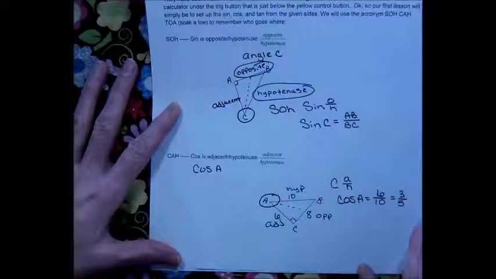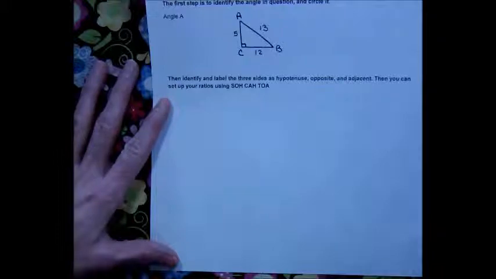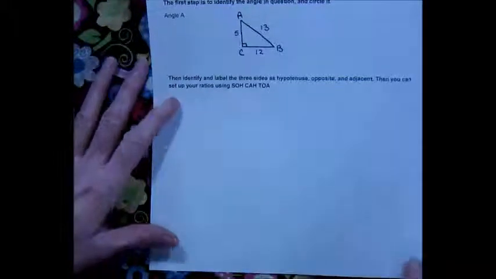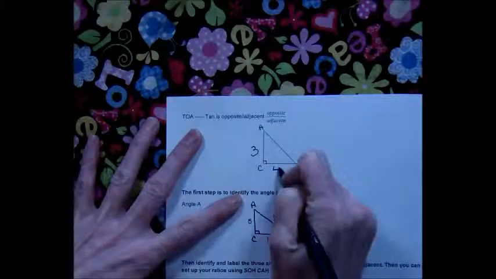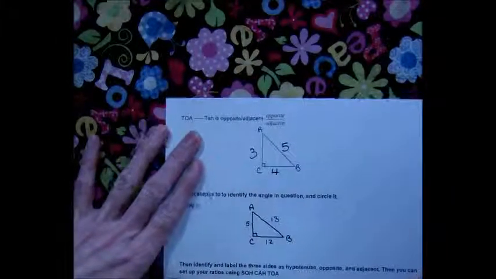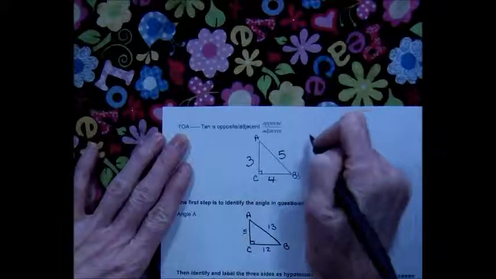Okay, next let's look at tangent, which is TOA in the SOH CAH TOA. And tangent is going to be opposite over adjacent, TOA, tangent opposite over adjacent. All right. So let me label the side lengths. We'll just make it a 3, 4, 5 right triangle, make it easy.